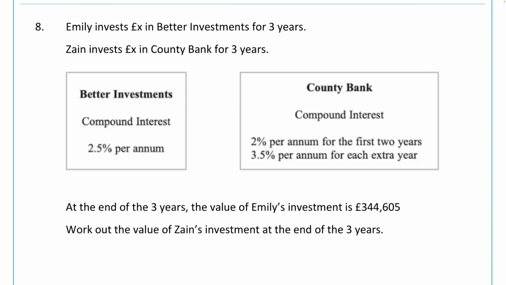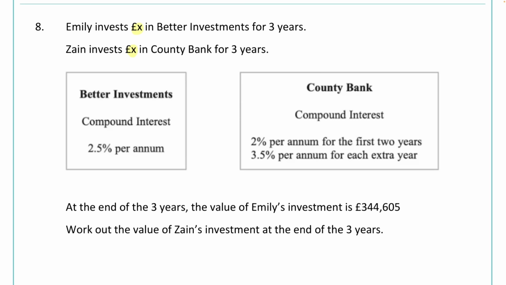Okay, so question 8 says Emily invests X pounds in Better Investments for 3 years. Zane invests X pounds in Country Bank for 3 years. So straight away, because it says X for both of these, it means that they invest the same amount of money. We then have the two separate banks, and it says at the end of the 3 years, the value of Emily's investment is £344,605. Work out the value of Zane's investment at the end of 3 years.